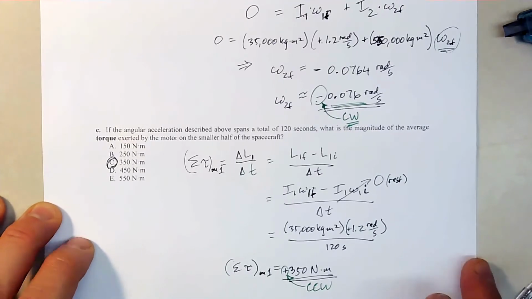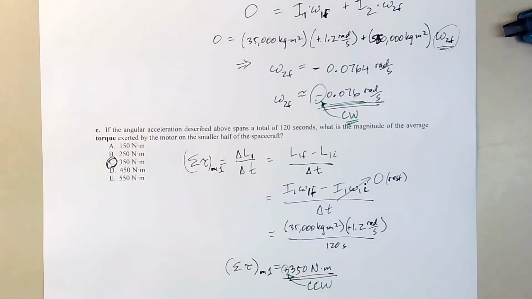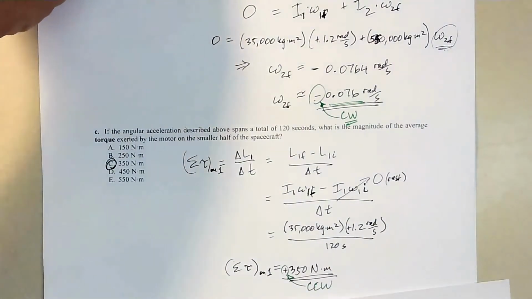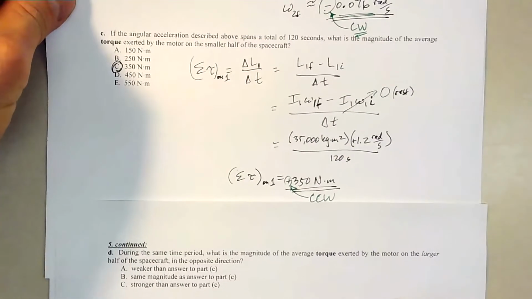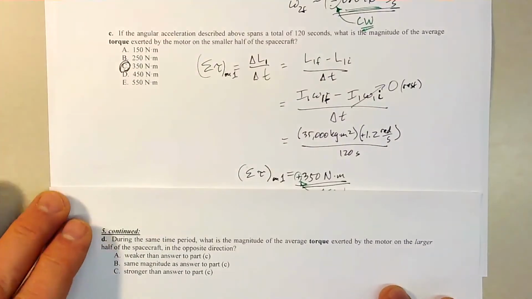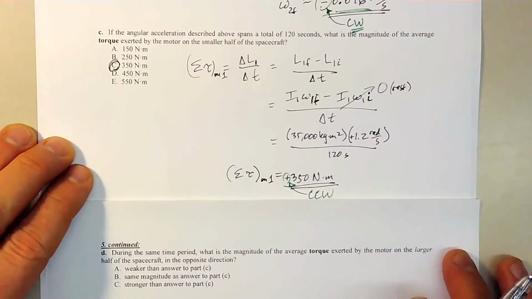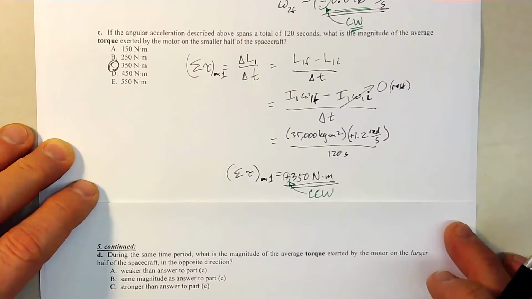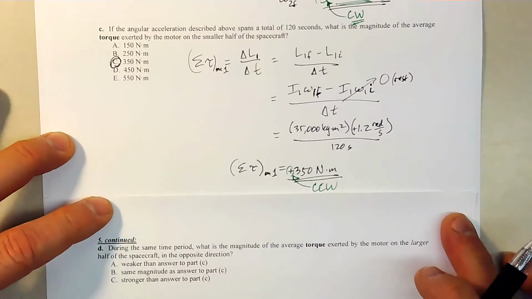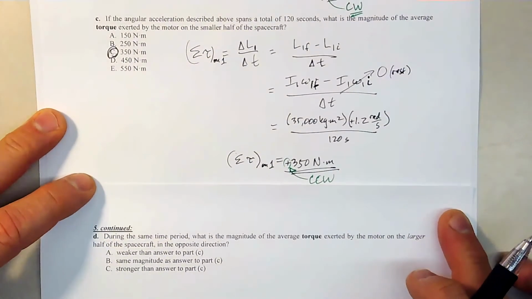Question D is going to ask, during that same time period, what's the average torque exerted on the larger half of the spacecraft? Notice that no calculation is really needed to answer this question, although you could calculate it to find out. At first, I think we should just think about it qualitatively.